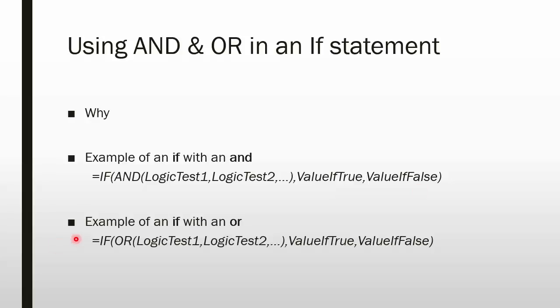The example for our if with an or looks very similar. We have equals if, open parenthesis for the if. Now instead of the and we have the or, open parenthesis, the series of logic tests for the or, close parenthesis. And here's the comma that indicates that we have just completed the logic test for the if statement, followed by the value if true, comma, value if false, closing parenthesis.